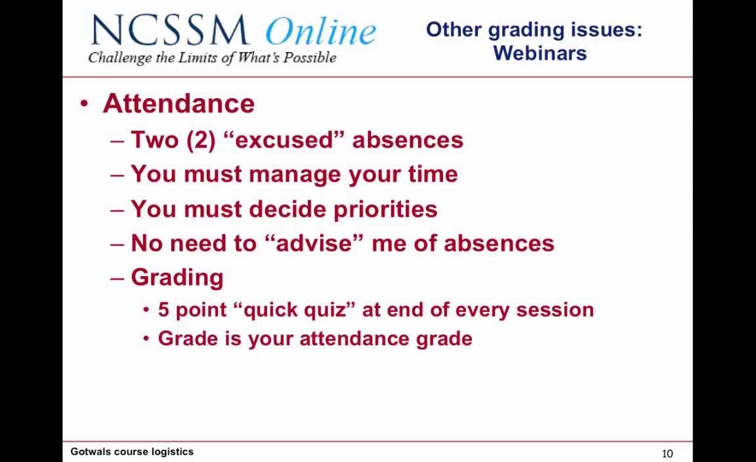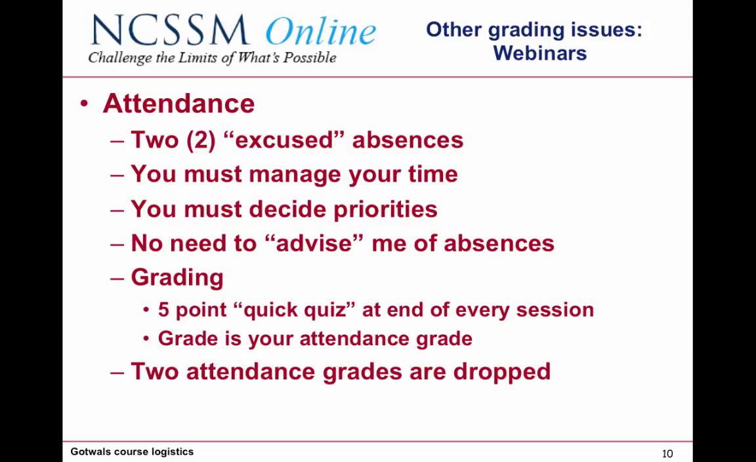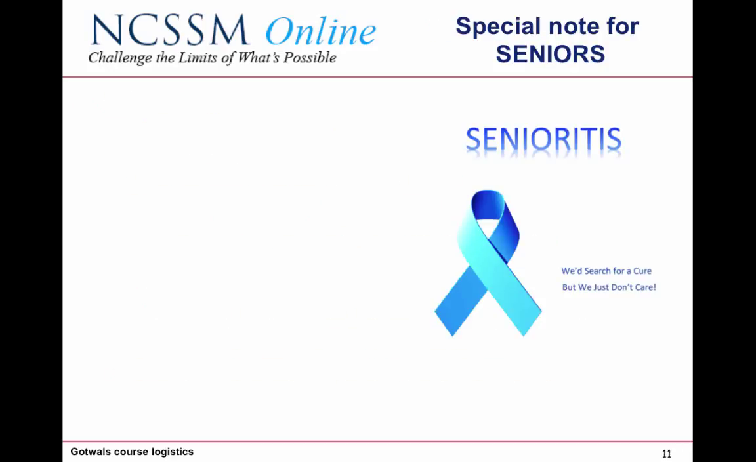And the grade that you get for attendance is the grade on the quick quiz. So if you get 3 points out of 5, then your grade for that webinar is a 3 out of 5. And again, 2 attendance grades are dropped.